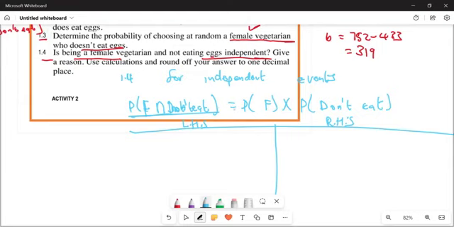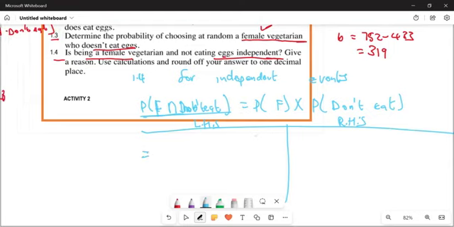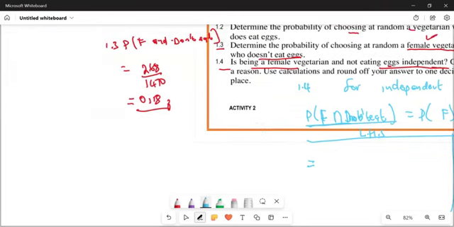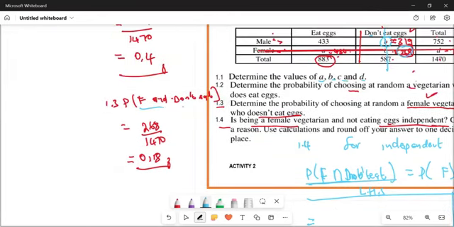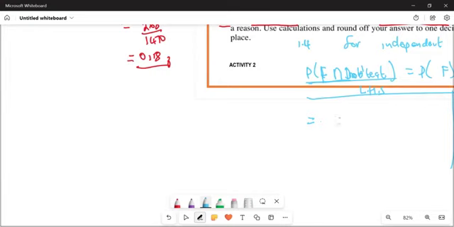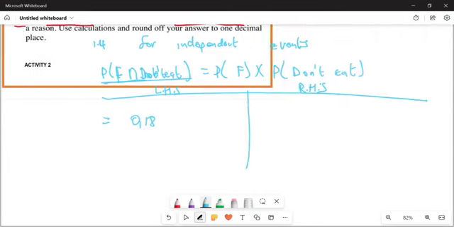How many people are females who don't eat eggs? We know that one by now. Okay? How many of those people are females who don't eat eggs? We know them. Okay? People who are females who don't eat eggs are 0.18. Okay, let's go and decide.